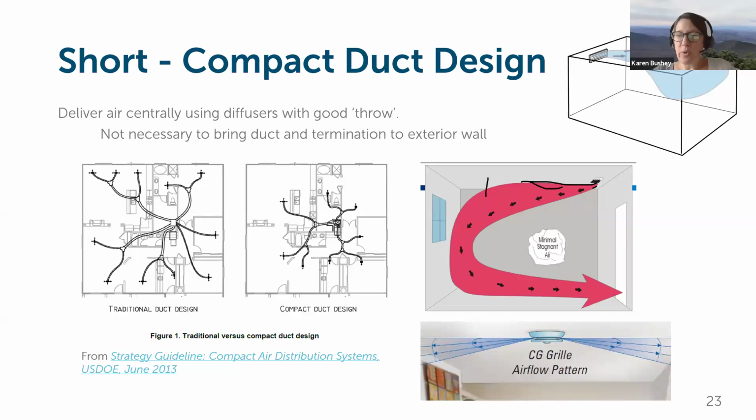The thing that might be more important is thinking about where your supplies and your exhausts are, right? Because you don't really want both in one room, but if you had a room that had both, you'd want them on opposite sides of the room so that you're drawing that air.